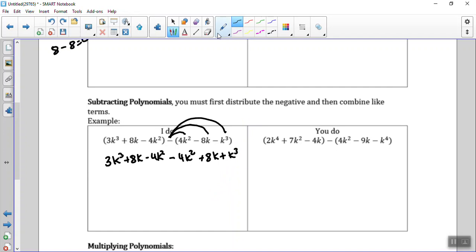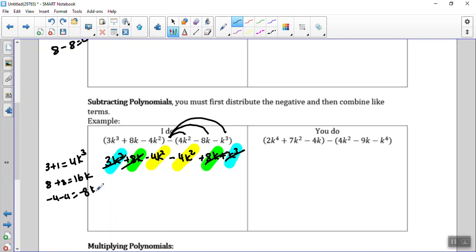Okay? And then now here we're going to combine your like terms. Let me highlight. Okay? Those are my like terms. And then I'm going to put the coefficients together. 3 plus 1 equals 4 for this one. 8 plus 8 equals 16. So for this one you have 4k cubed. Let me cross it out. And then you have 8 plus 8, which is 16k. Cross it out. And then you have negative 4 minus 4, which is negative 8k squared.